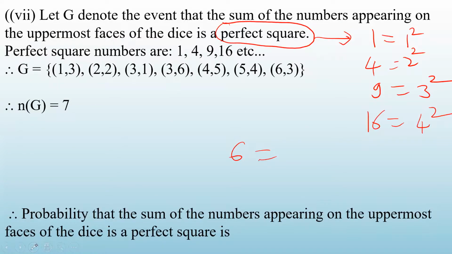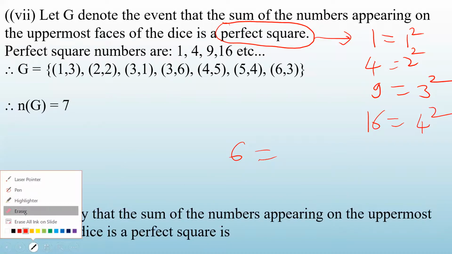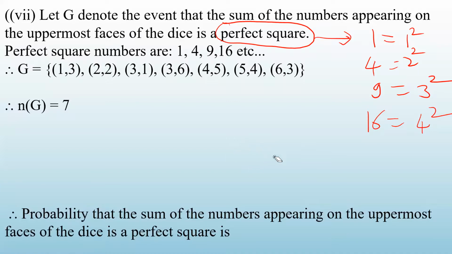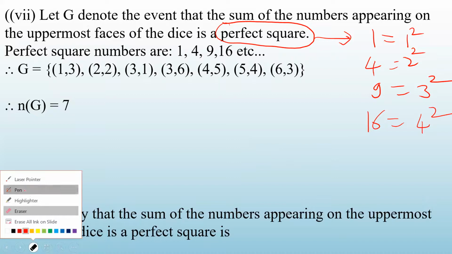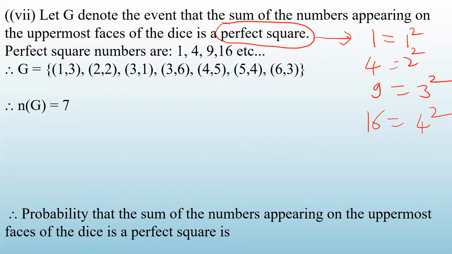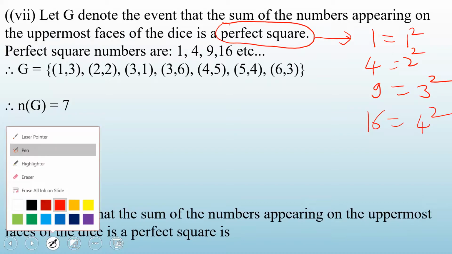And how to get the perfect square numbers? The very easy thing is 1 square, 2 square, 3 square, 4 square, 5 square, 6 square. They are all perfect square numbers. So the perfect square numbers are 1, 4, 9, 16, and so on. But in our case, we don't have to go beyond 12. So we have to look only up to 9, okay? So let us see what are the numbers which will come in that.